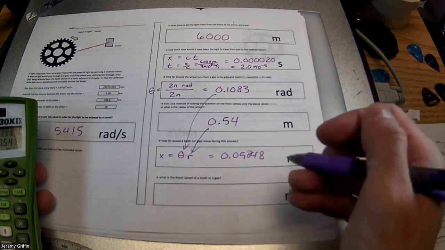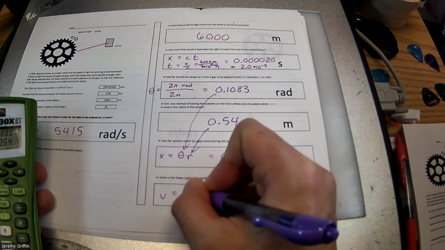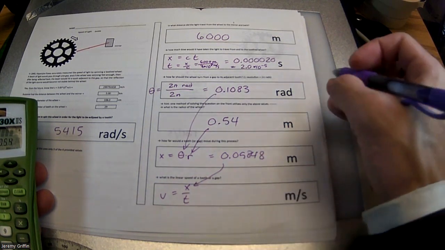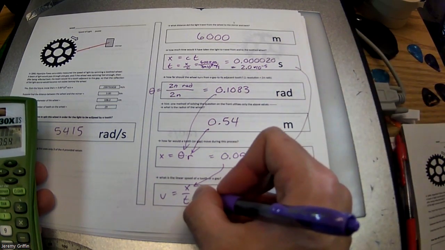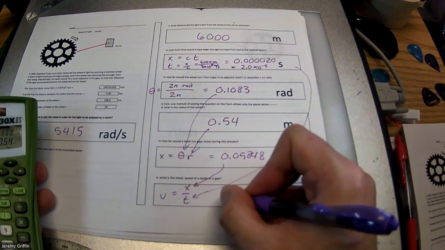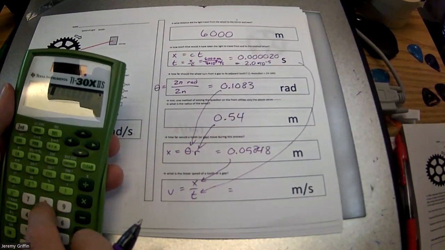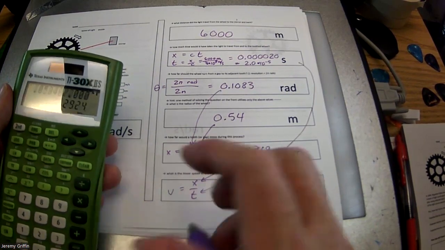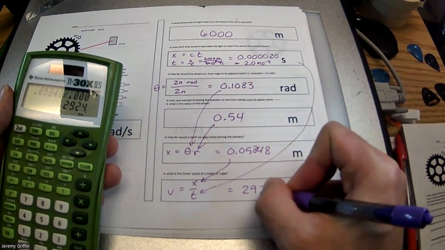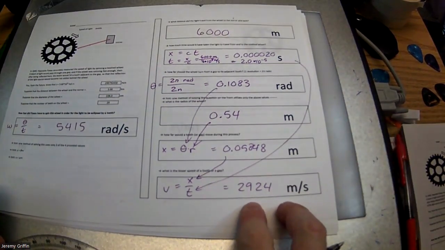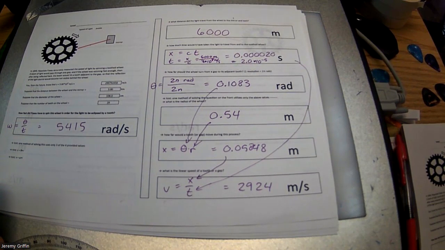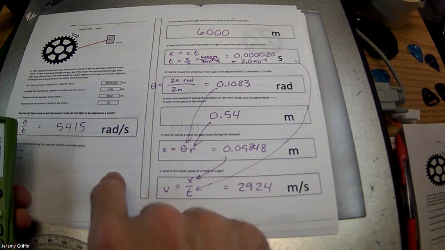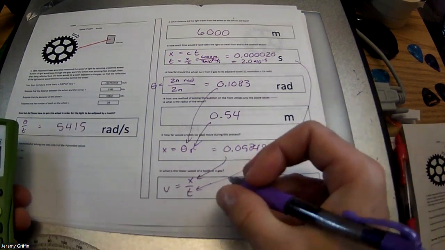Finally, what's the linear speed of a tooth? Well, isn't linear speed v just distance divided by time? So here's the distance that a tooth would have moved, and here's how much time that happened in. Pop those in. So take 0.05848 meters that it moved, divided by 0.00002 seconds that it happened in. I'm looking at 2924 meters per second. Crazy fast speed, but we were trying to get the speed of light in this case. That makes sense.